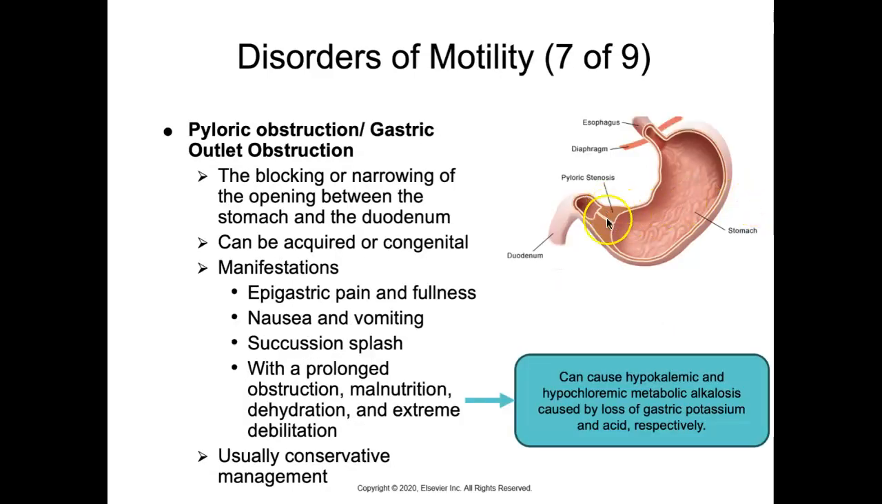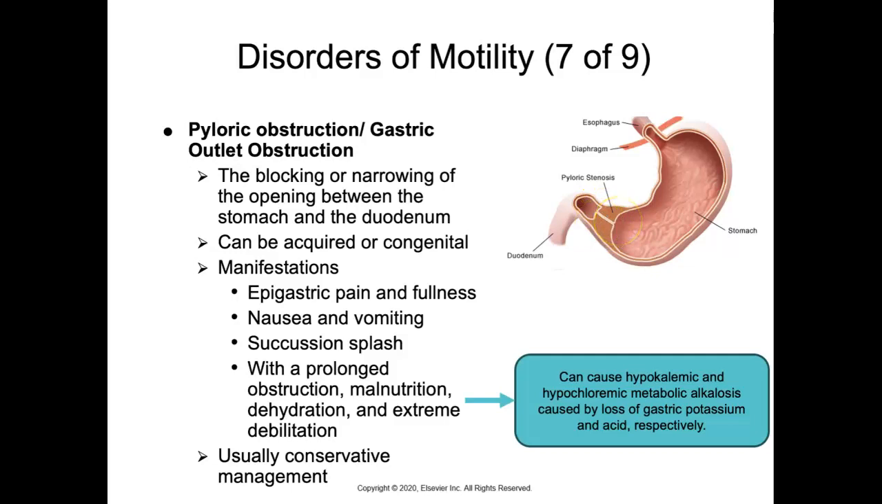Now, sometimes we have pyloric obstruction or gastric outlet obstruction, and that's going to be when we have a blocking or narrowing of the opening between the stomach and the first part of the intestines known as the duodenum. And this could be acquired or congenital. When it's acquired, it could be caused by peptic ulcer disease, which we're going to get into in the next video, or carcinoma near the pyloric area. Also, our duodenal ulcers are going to be more likely to cause the obstruction because they are located closer to the pylorus than a gastric ulcer would.